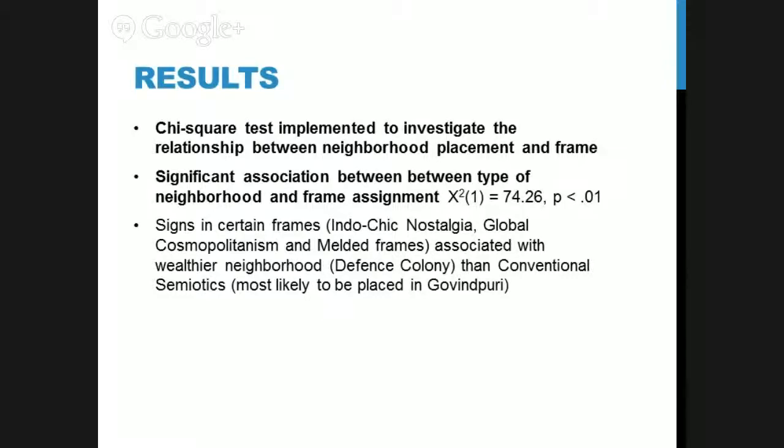All right, and then going back to the other thing I was testing, which was which neighborhood they would place each in. If they were given a certain frame or a certain sign, where would they put it? Would they put it in the really wealthy neighborhood, middle, or the less affluent neighborhood? I did a chi-square test, and I did find a significant association between the type of neighborhood and frame assignment. Signs in certain frames such as EndoChic Nostalgia or global cosmopolitanism were much more strongly associated with wealthier neighborhoods, whereas conventional semiotics signs were placed in Govindpuri, which is the least affluent neighborhood.